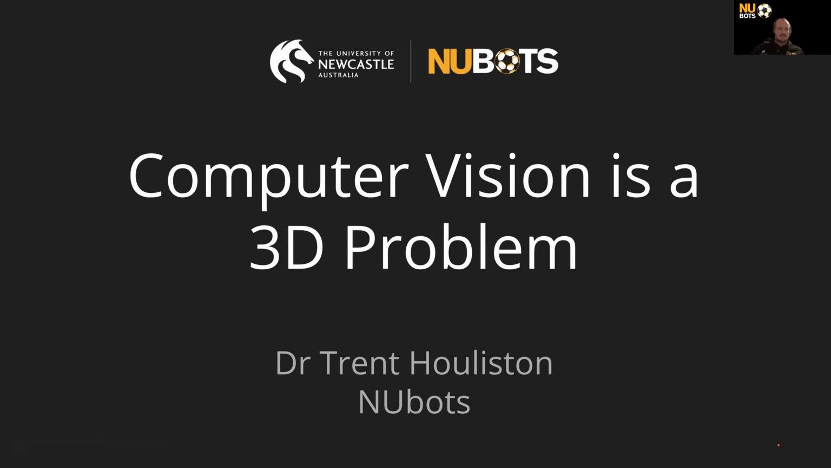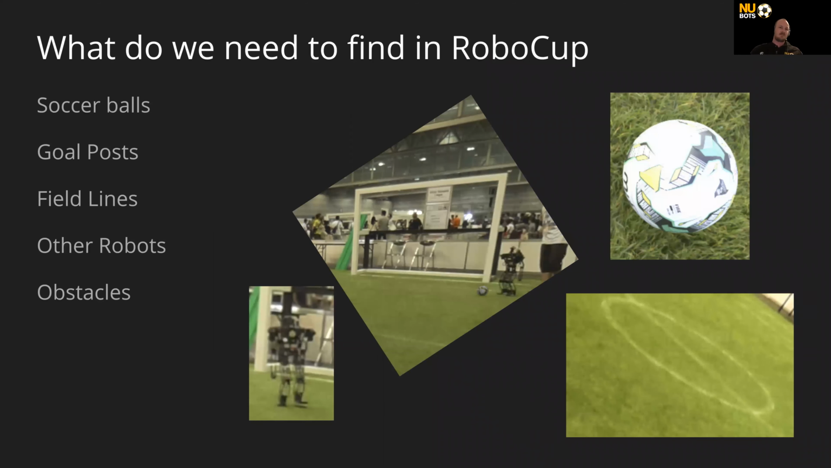My name's Trent, as I was introduced, and today I'm going to talk to you about how computer vision is a 3D problem and not a 2D problem. So all of us have to do computer vision, and we need to find things in RoboCup. Vision is one of our most important sensors. We use it to find all sorts of things: soccer balls, goalposts, field lines, other robots, obstacles, all of these things we need to find.